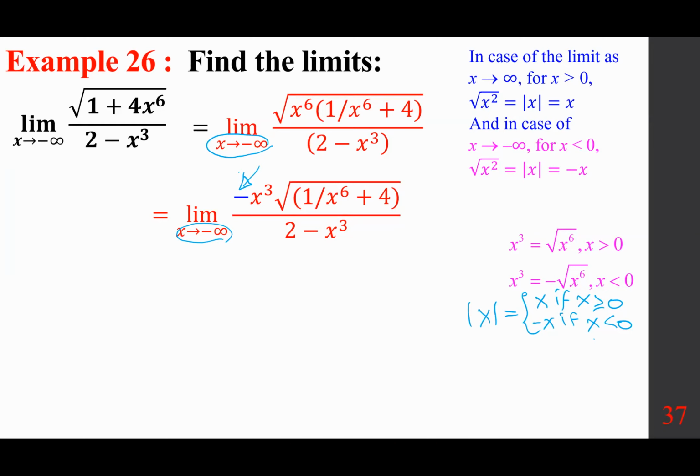So now we can divide the top and the bottom by the highest degree term in the denominator, namely x cubed. Dividing the top by x cubed is the same as multiplying by 1 over x cubed. So what happens in the numerator with this action, this goes away, minus the radical remains. For the denominator, 2 over x cubed, and this one, minus 1.